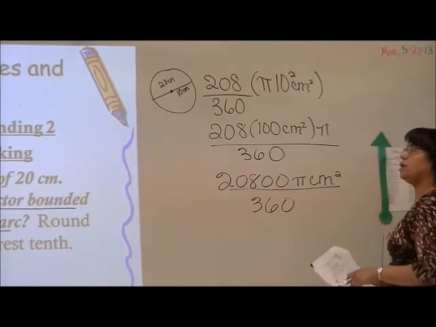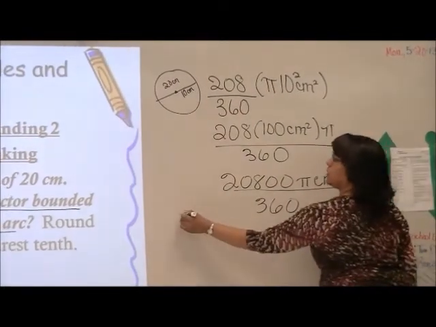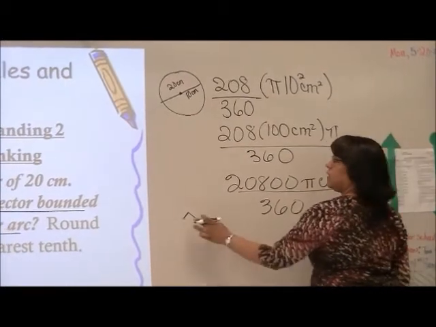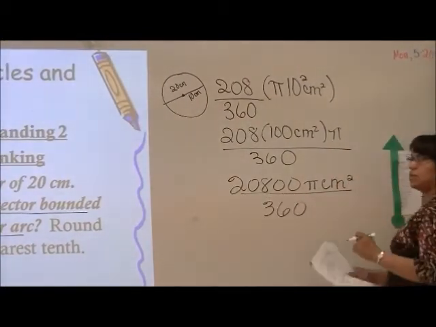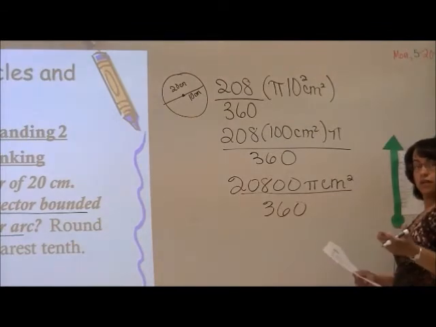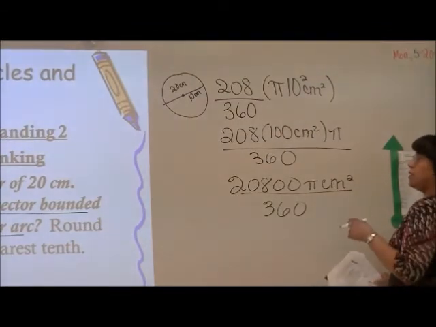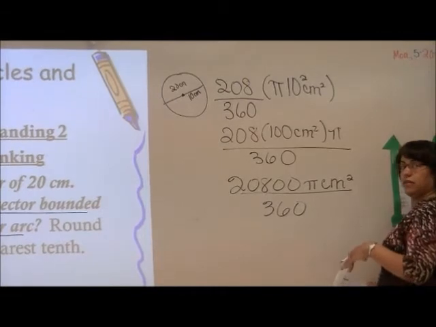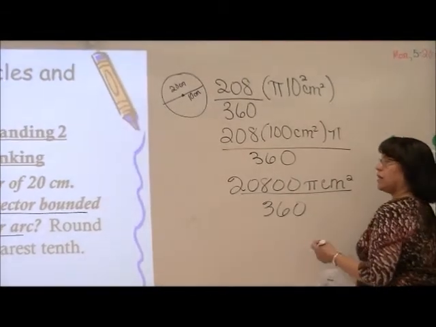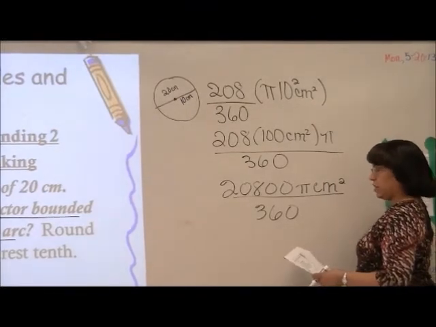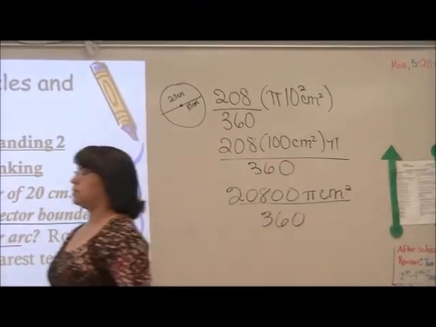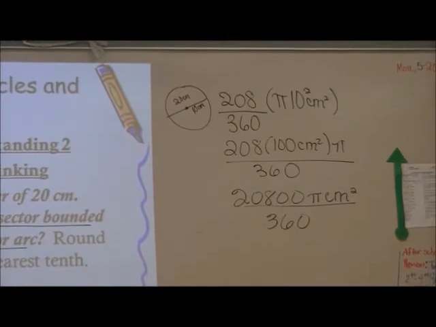To get to pi, you hit second, and then you hit the up symbol, the caret symbol, and that will take you to pi. So put in 20,800, don't put any commas because the calculator will read that differently, and then put pi. The calculator knows that that means you're going to multiply by pi. Now hit enter and divide by 360.